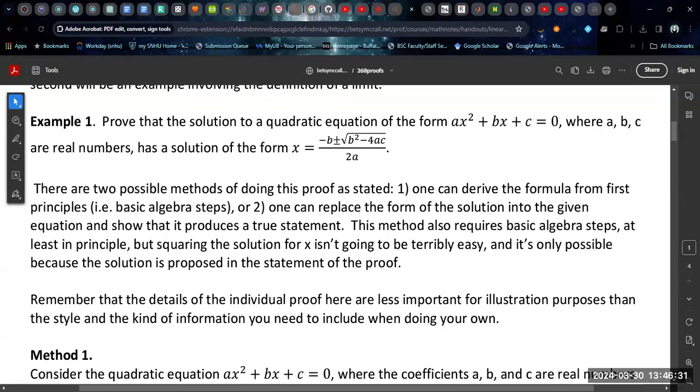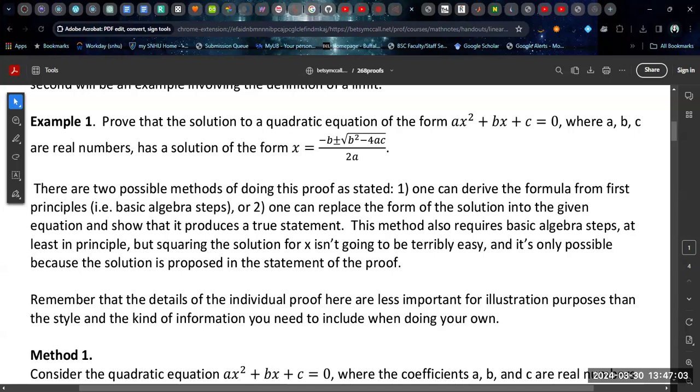But in any case, we want to talk about proof writing. So in our first example, we want to prove that the solution to a quadratic equation of the form ax squared plus bx plus c is equal to 0, where a, b, and c are real numbers, has the solution of the form x is equal to negative b plus or minus the square root of b squared minus 4ac over 2a. So we've encountered this quadratic formula in our algebra classes. How would we prove mathematically that this is the case?